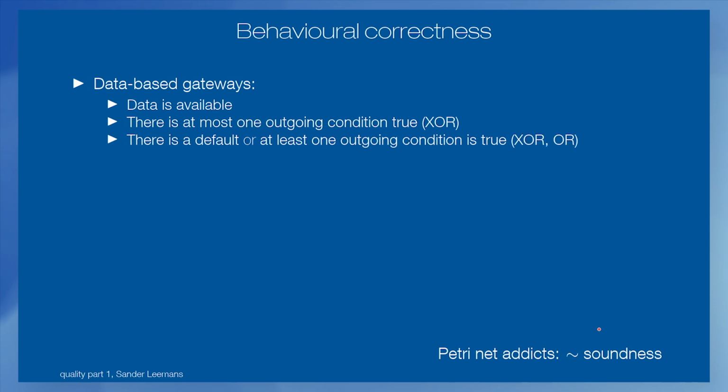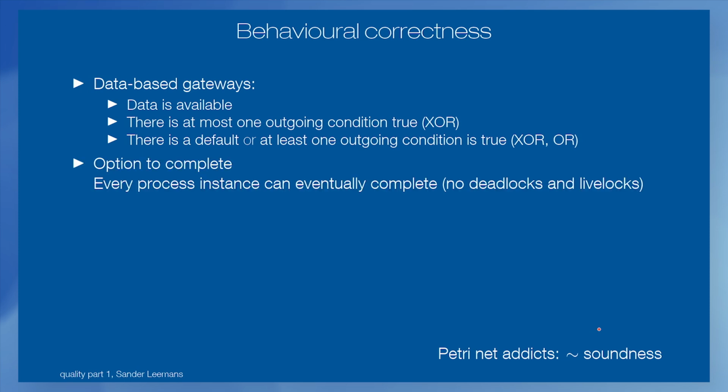Last, if there is a default, then always one option is enabled. But you have to make sure that if there is no default, at least one of the outcome conditions is true for XOR and OR. Again, if this doesn't hold, then you can get stuck in a split node, and that's not supposed to happen. The BPMN language doesn't have anything to deal with that. This is a situation you need to avoid in terms of modeling.